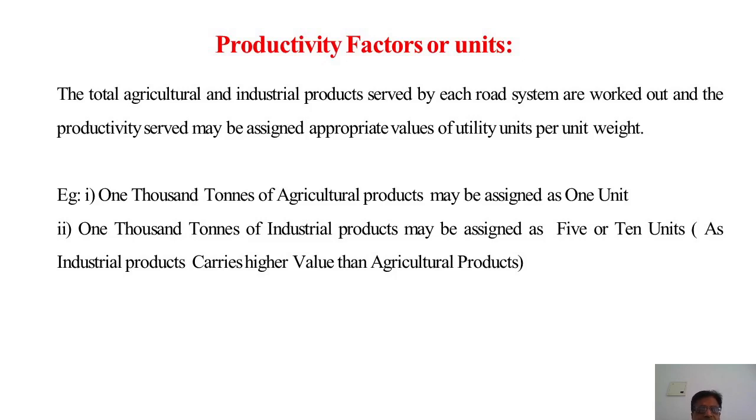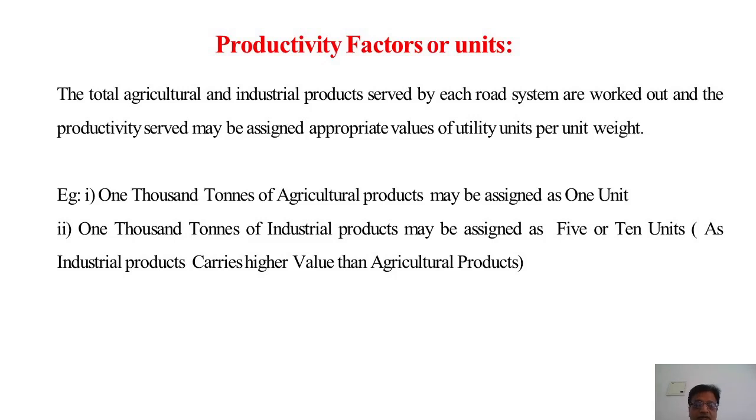Productivity units are factors. The total agricultural and industrial products served by each road system are worked out, and the productivity served may be assigned an appropriate value of utility unit per unit weight. Here we are considering the weight because we are considering agricultural product as well as industrial product. We consider in terms of tonnages, right? How many tons of agricultural or industrial product. Example, 1000 tons of agricultural product may be assigned as 1 unit.